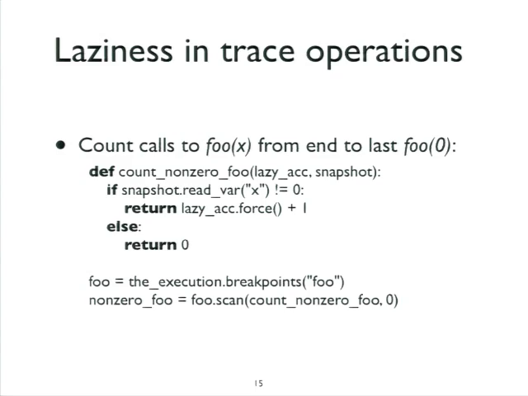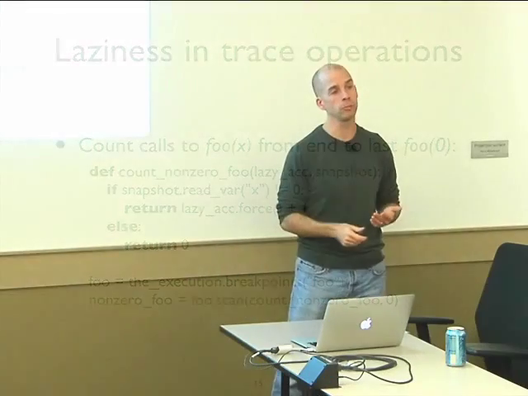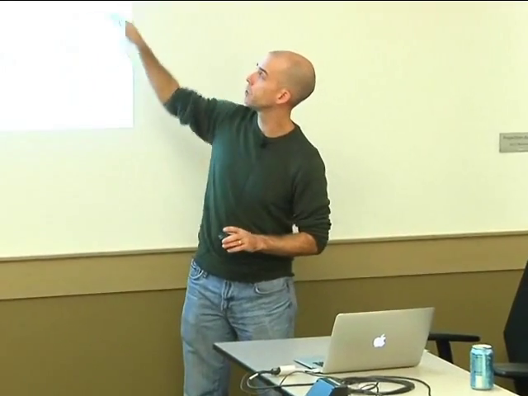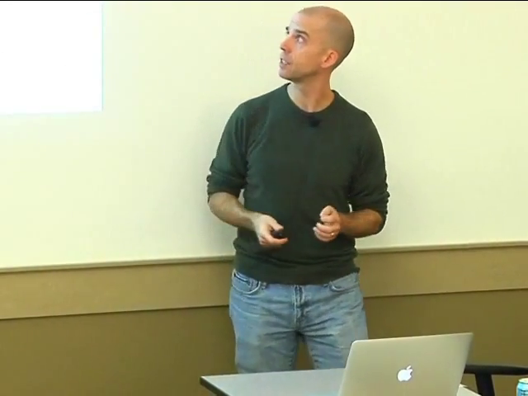Okay, so those are the basic operations. And now I'm going to tell you a little bit more about how laziness interacts with those operations and how we try to take the most advantage of laziness in the interface. Okay, so let's say, for example, we're going to count the number of calls to foo x from the end of the trace all the way back until I see a call of foo 0. Basically you can think of the trace as a whole bunch of calls to foo. At some point there's going to be a call to foo 0, and I want to know, well, how many calls to foo happen after that point?